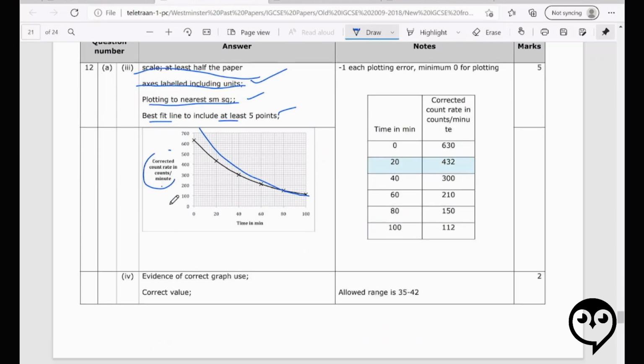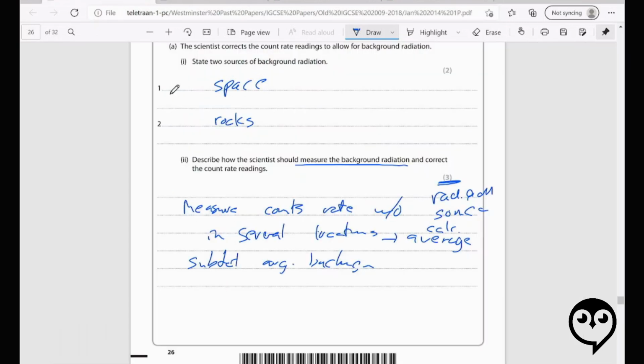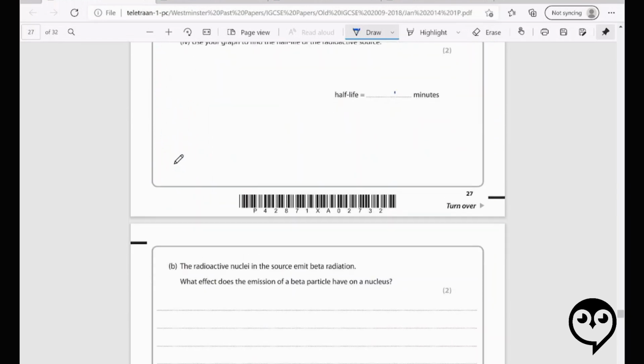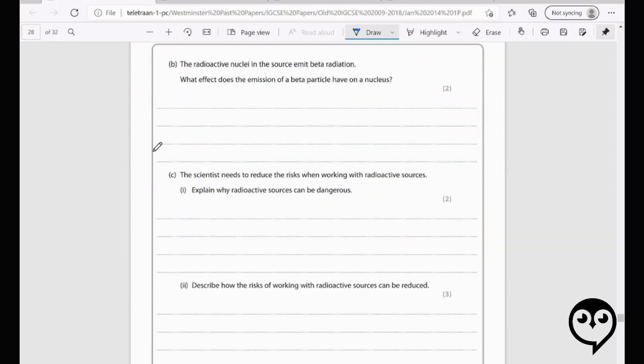Okay, evidence that you've used your graph. So 400 down to here, and then 200, and then you make your subtraction and get the corrected value. And Edexcel is really nice. They'll let you get a certain range, won't they? So maybe you tried that at home and got something. Okay, well, we'll continue on with part B.